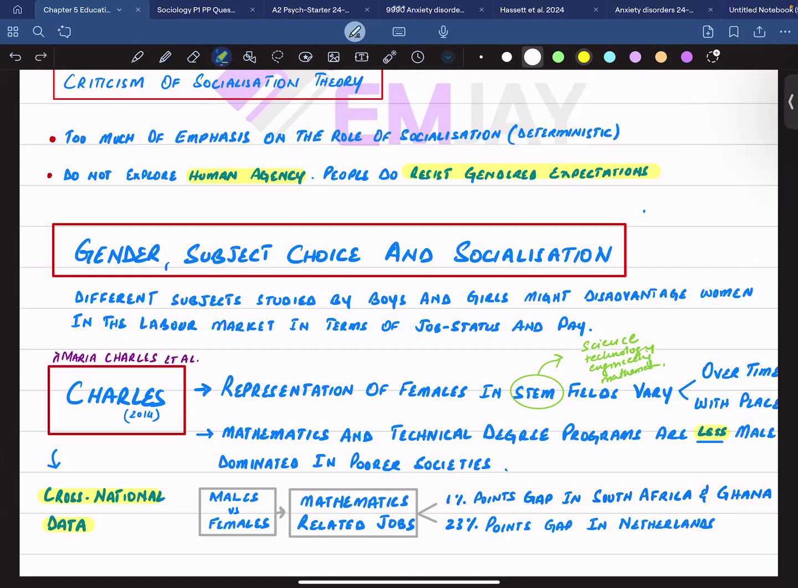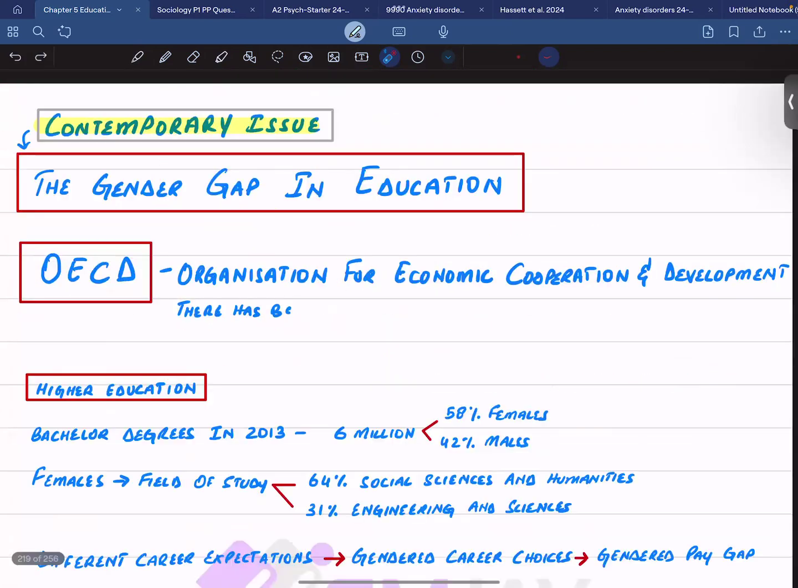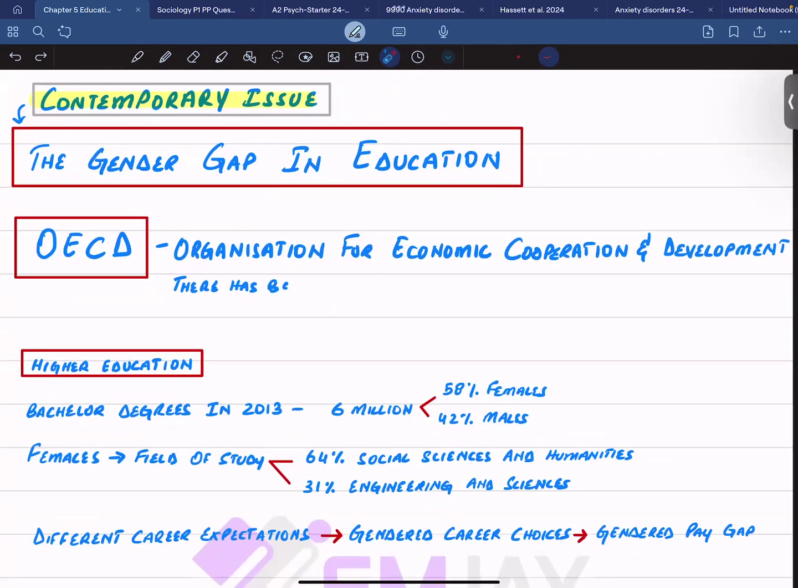However, on the other hand, if you talk about the more developed parts of the world and countries such as, let's just say, Netherlands, this difference went up all the way to 23%. And that's quite a difference over here. So I hope this was understood. Let's move on, talk about another contemporary study, and then we'd wrap this up.